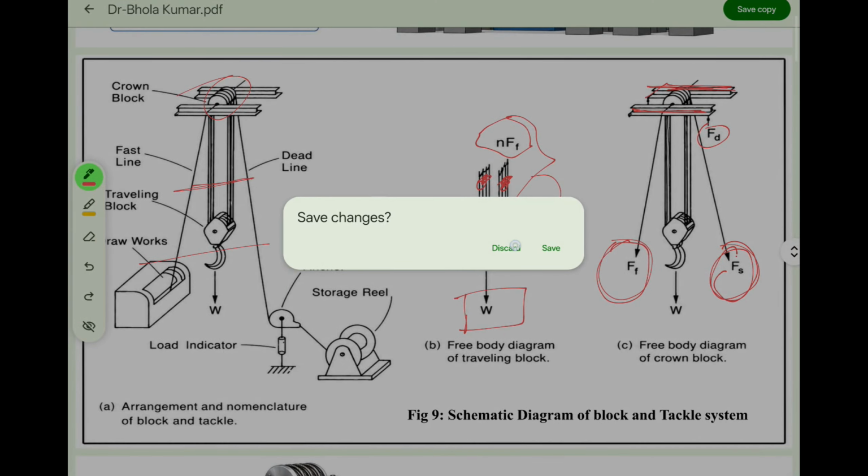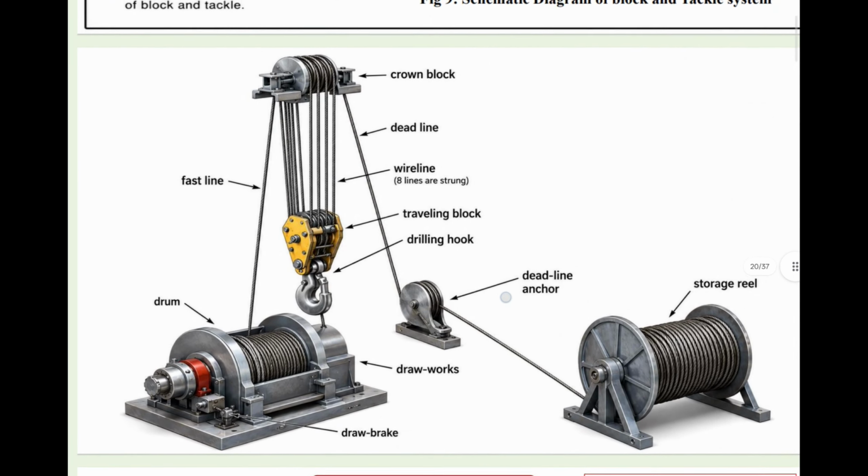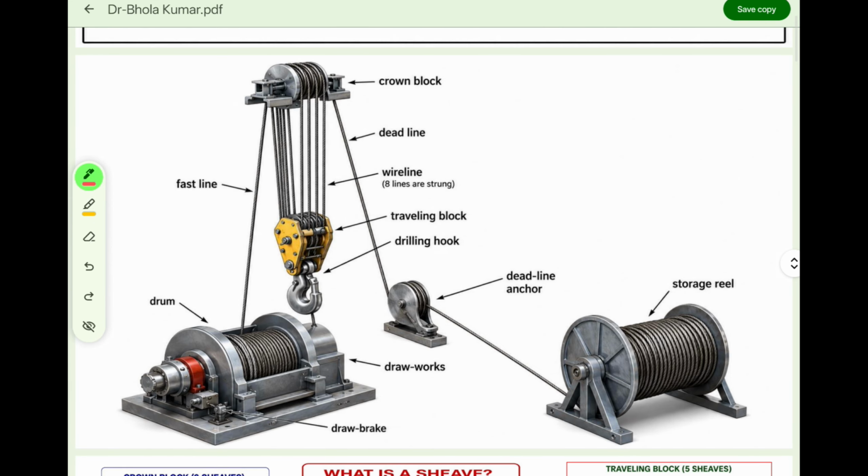Now let's move further. This is another beautiful diagram which represents each and everything in the correct way, right? Let me discuss this. This circular disc is called the drum, and this is the fast line, which is attached to this drum, and this drum is called Drawworks. This whole system is called Drawworks, okay?